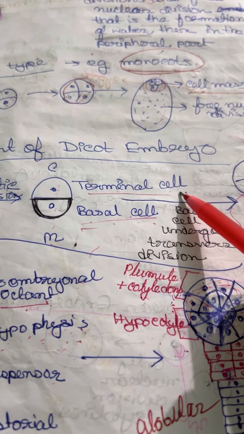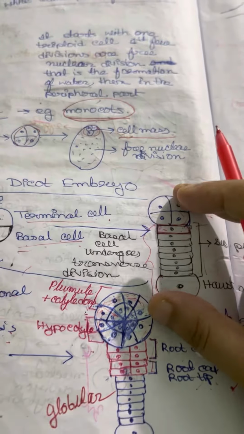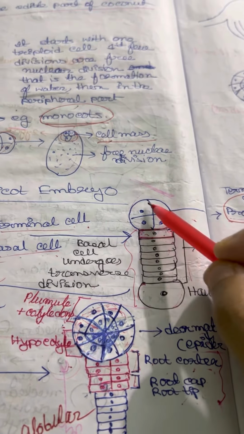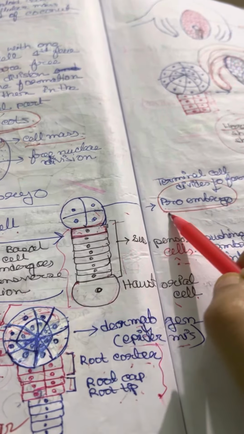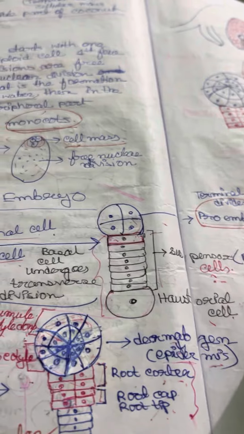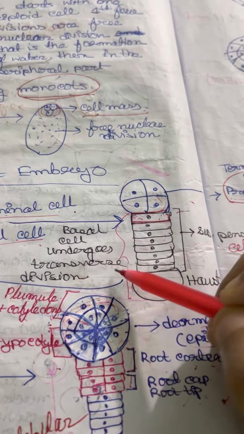Now this terminal cell and the basal cell will give rise to different structures. The terminal cell will again divide into four cells, and they are known as the proembryo. So the terminal cell divides to form the proembryo, and the basal cell will divide transversely. The basal cell undergoes transverse division.